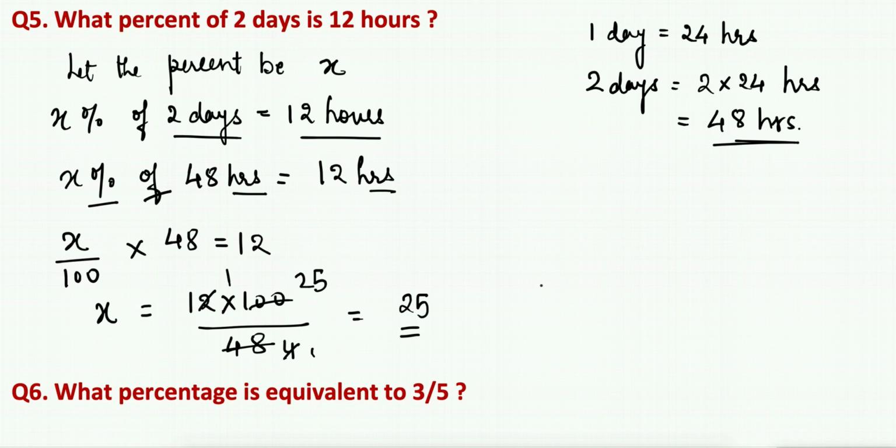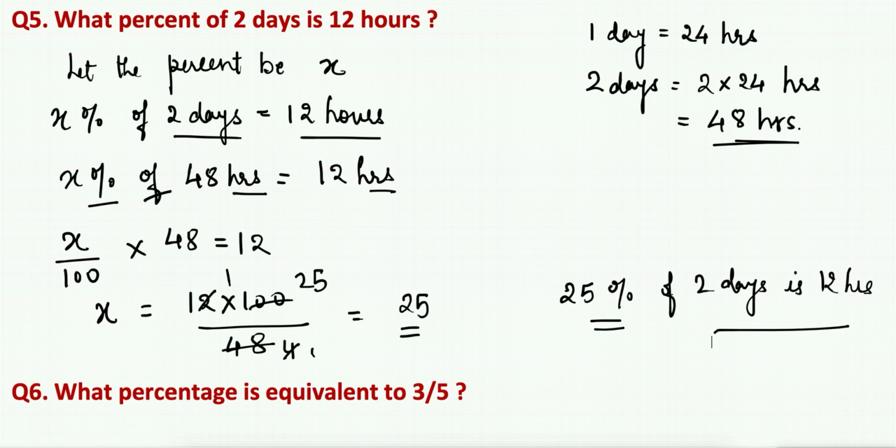So what percent of 2 days is 12 hours? 25% is our answer. So 25% of 2 days is 12 hours. So this is how we'll simplify it. If we have to find the percent, we'll assume it as x, and then x percent of 2 days is equal to 12 hours. First we have made the units the same, days and hours, and then the further simplification. Let's take one more question.